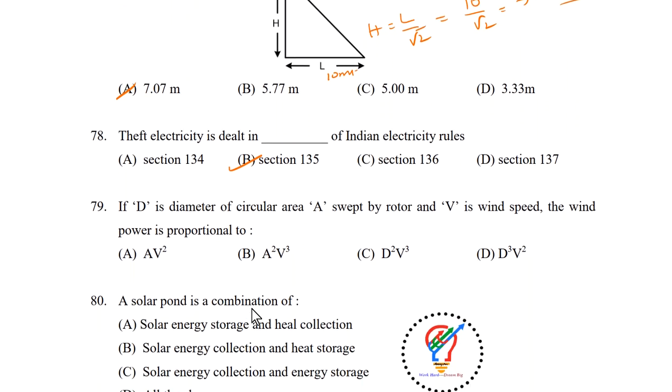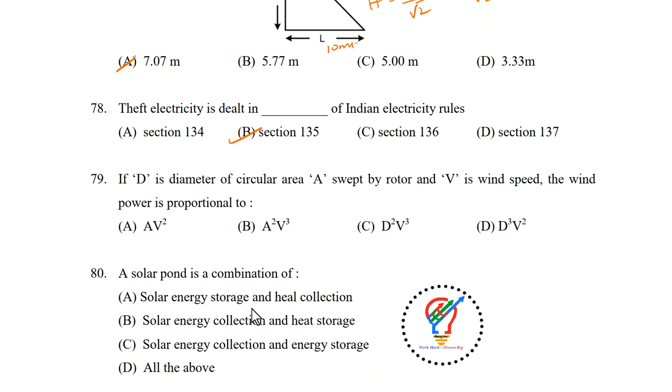Okay. And the next question, if D is the diameter of circular area A swept by rotor and V is the wind speed, the wind power is proportional to, it is proportional to D square into V cube. D is for diameter, V is the wind speed here. Okay, so C will be the right answer. Next one, a similar kind of question was asked in a previous TS paper itself, right?